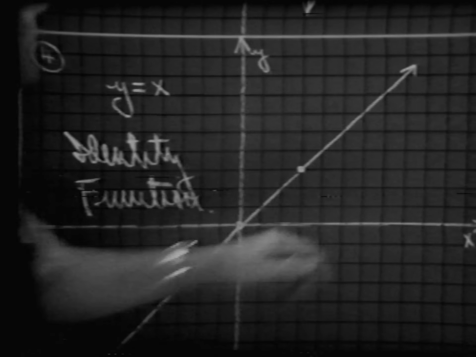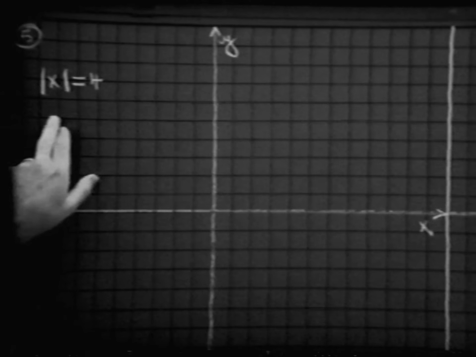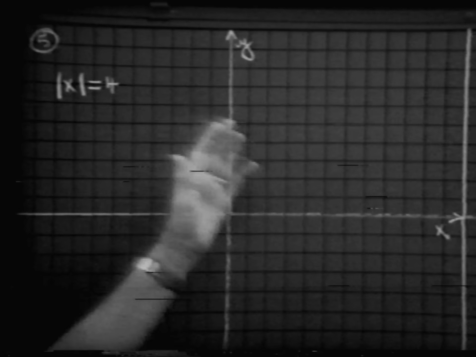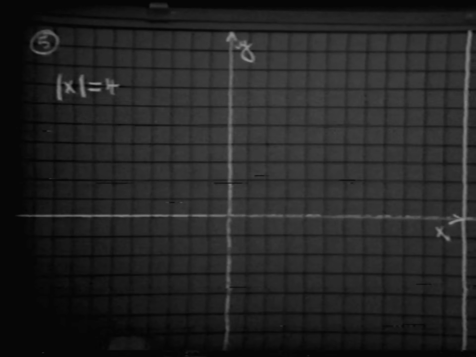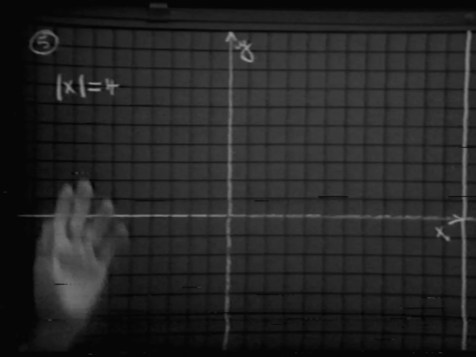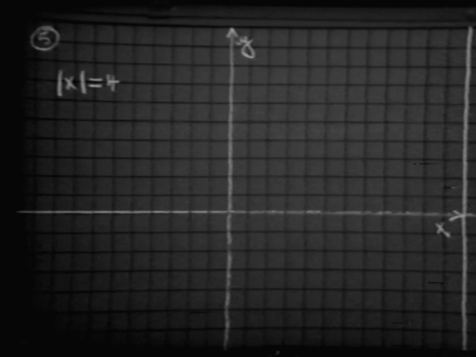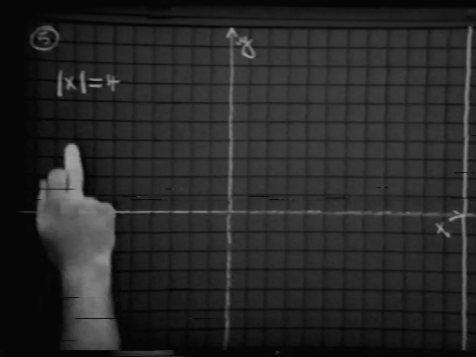Well, let's look at another example. And here we have the absolute value of x is equal to 4. And again, notice we're in the Cartesian plane, in which we're talking about the set of all x comma y such that the absolute value of x is equal to 4. Now, do you think this relation is going to be a function? No. And do you think it's linear? No. And it's going to have something to do with its absolute value.